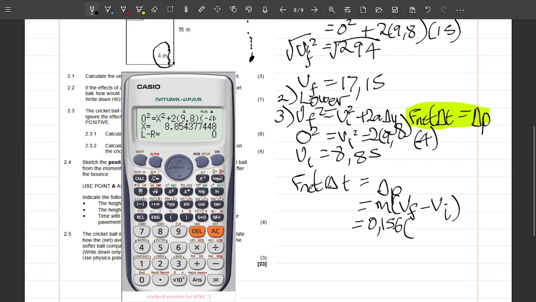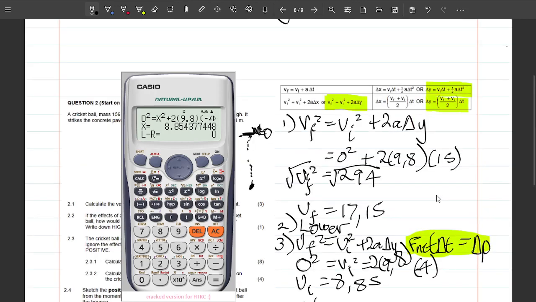Okay, what's my final velocity? Well, my final velocity, I just calculated that. I got it to be negative 8.85, minus. And then what happened? Well, I have the 17.15. To understand that substitution, once again, here's the projection. You were told it's dropped from point A. So it's dropped from that tall building that is 15 meters high.